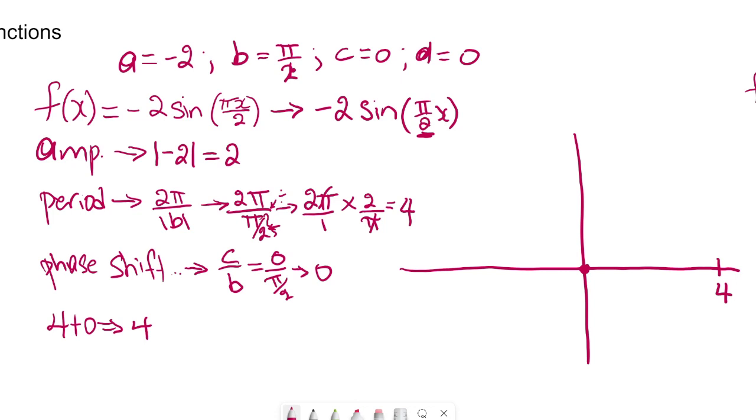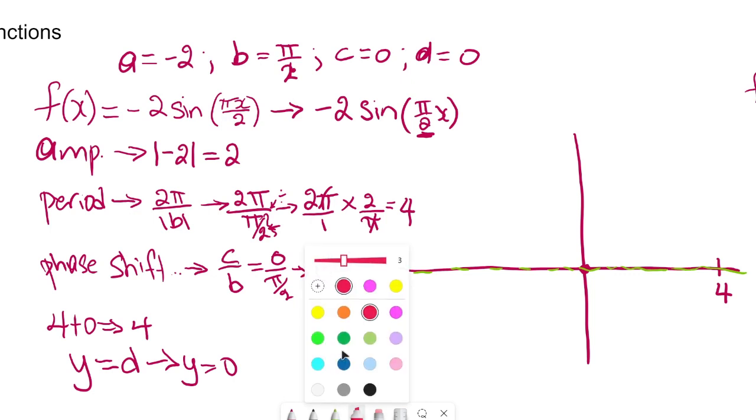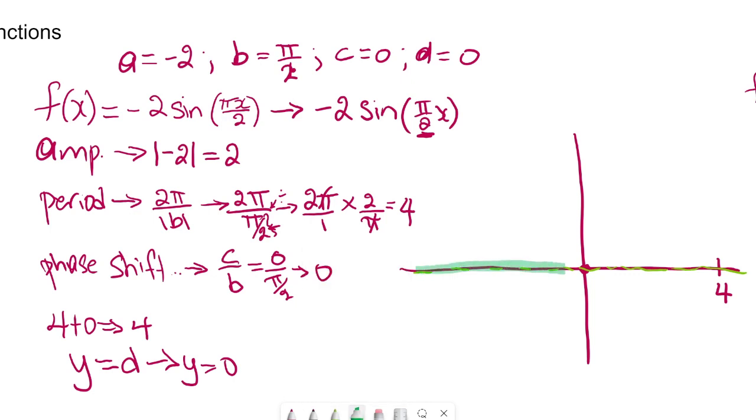All right, so now we need to determine our midline. And so the midline, recall, that's going to be what? Y equals D. That's my midline, which in this case means we're going to have the midline at y equals 0 or the x-axis. So the x-axis is serving as my midline. Maybe a highlighter will help. Okay, that's my midline.